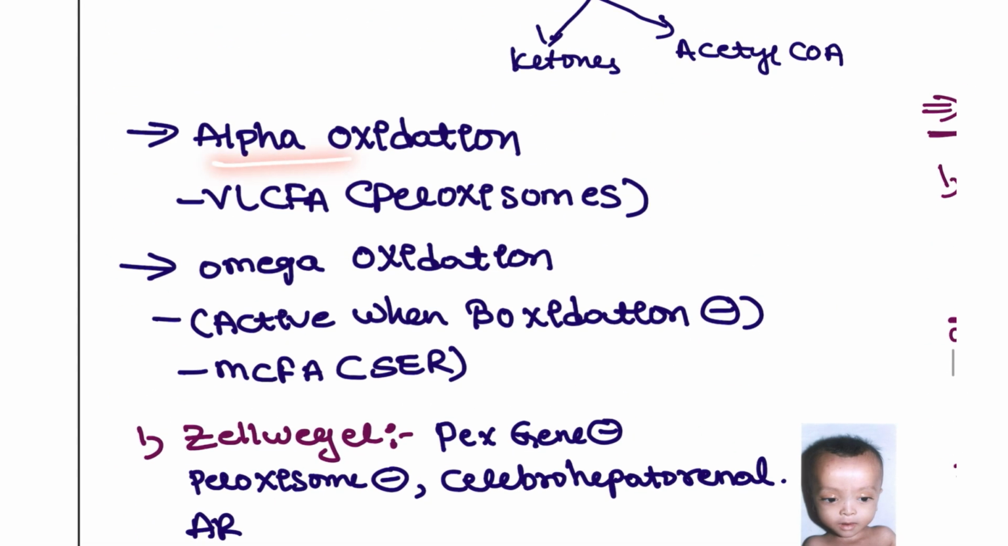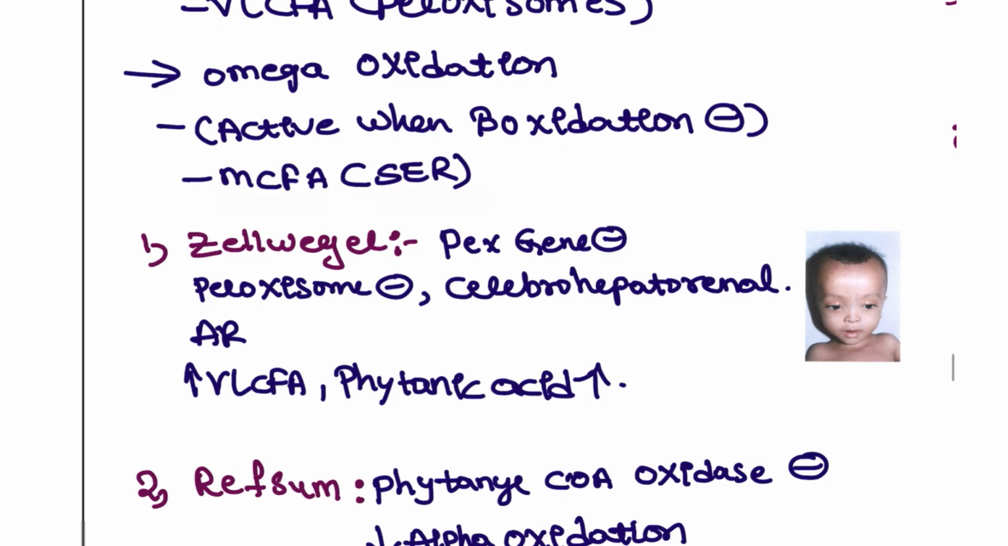Next, alpha oxidation is only for very long chain fatty acids and occurs in the peroxisomes. Omega oxidation is only active when beta oxidation is absent, is for medium chain fatty acids, and occurs in the smooth endoplasmic reticulum.